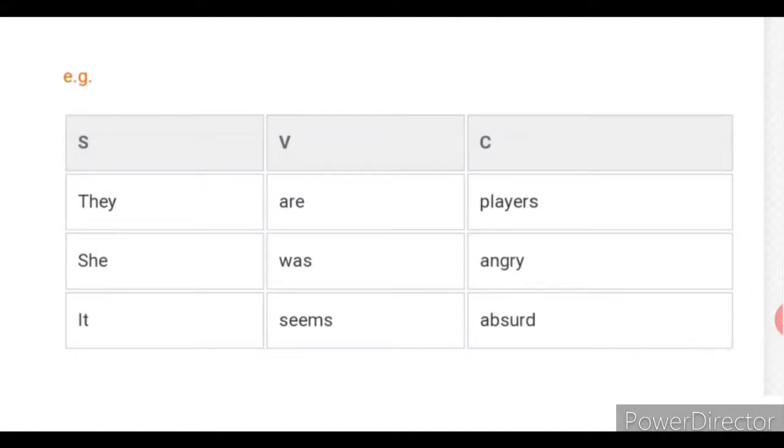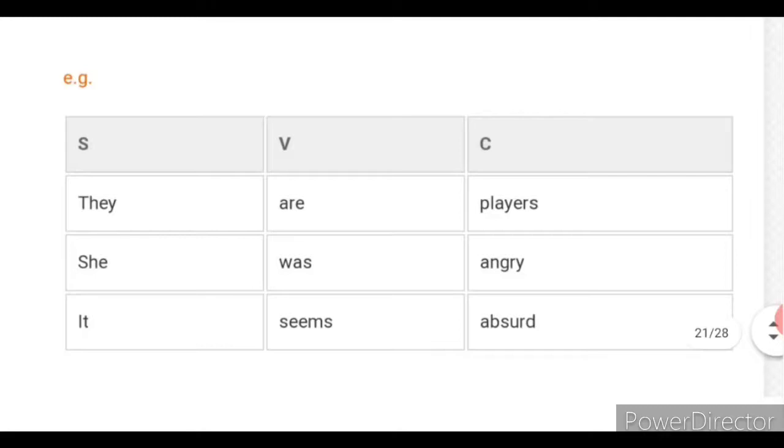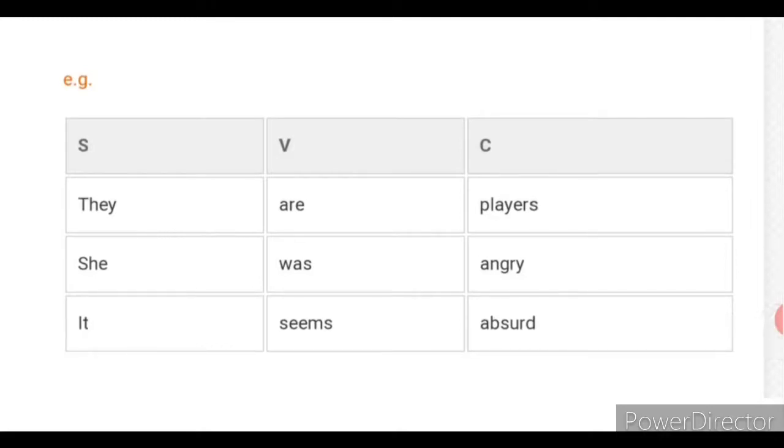Okay, children, so see here, they are players. So what are players? What are they? Is it the correct question to get the answer players? No. Whom are they? No. So who are they? Players. But who answers the question for this subject? And here the subject is they. So to complete this sentence, we have got the answer players. So that is called the complement. Okay, children, clear now? Yes.